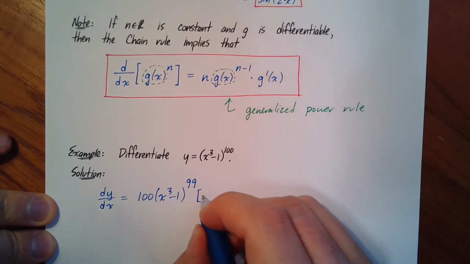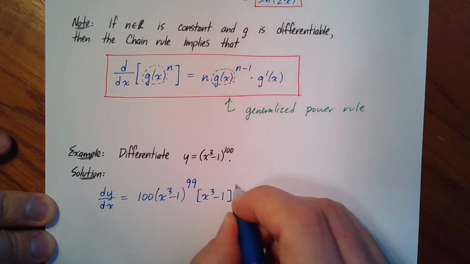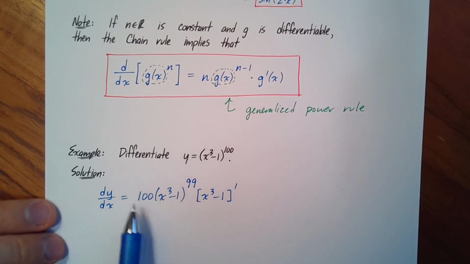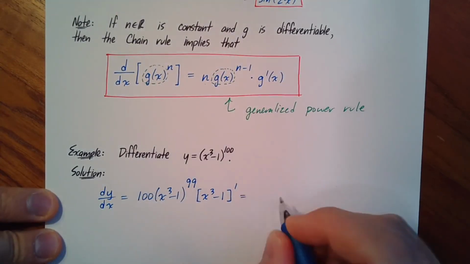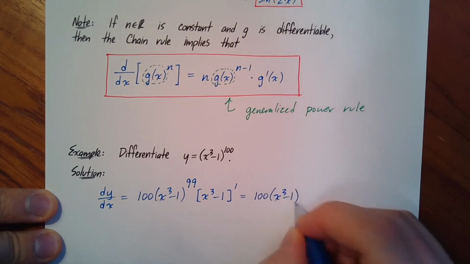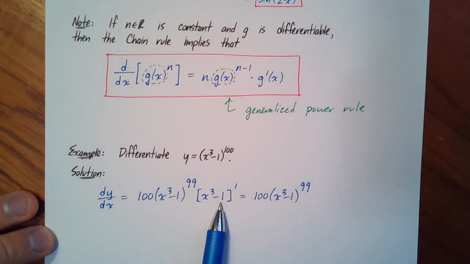So let's write that down. And I'll take a step to actually apply this rule, but I won't actually take the derivative of the inside function just yet. We can do that on the next step. And then, so what are we going to get? We'll get 100 x cubed minus 1 to the 99. This won't change. On our next step, we'll have 100 x cubed minus 1 to the 99. But then here, we're going to take the derivative of x cubed minus 1.